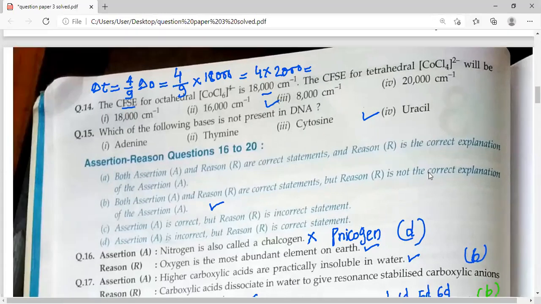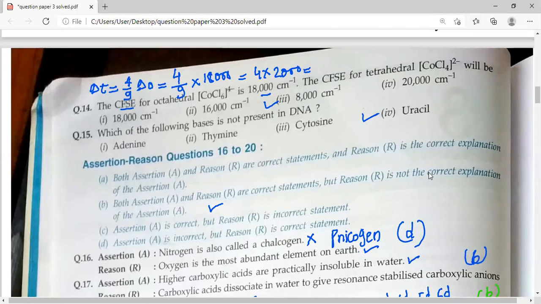Okay, next question. Which of the following bases is not present in DNA? See, adenine is present in DNA, thymine is present in DNA, cytosine is present in DNA, but uracil is not present, and that is why our answer is uracil.